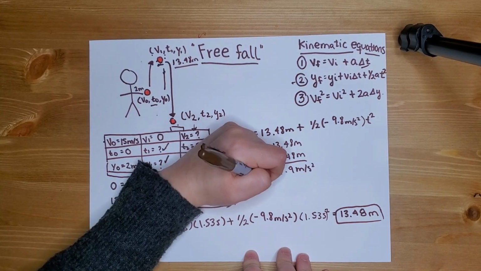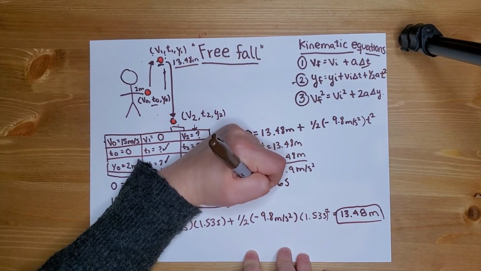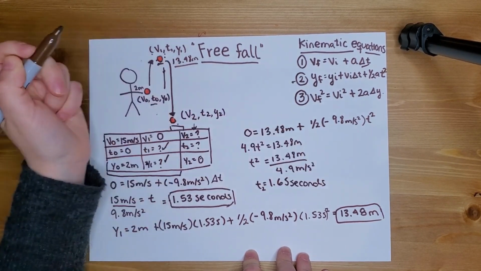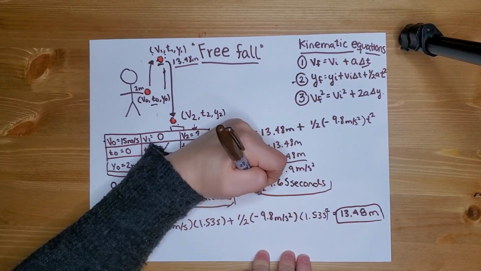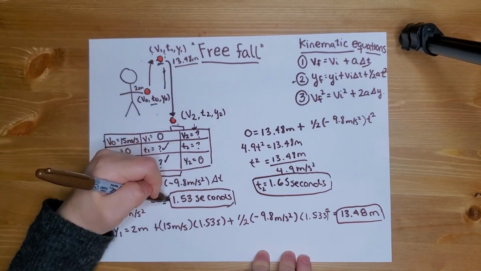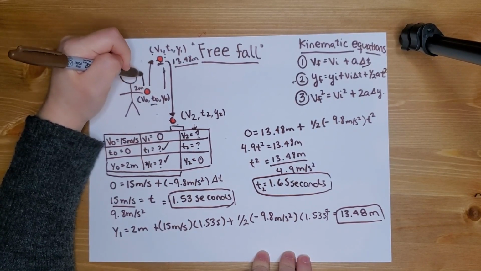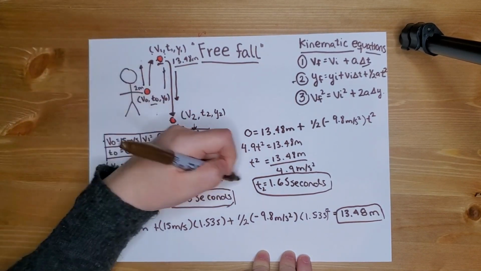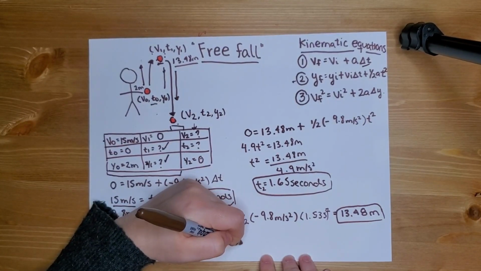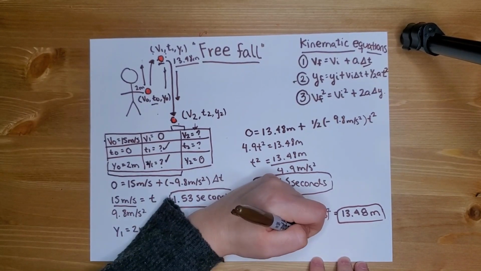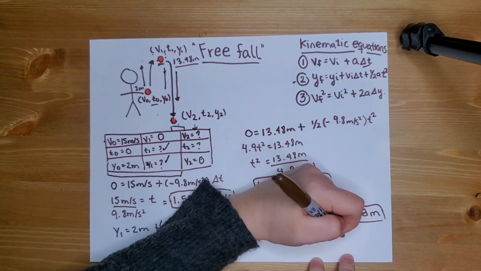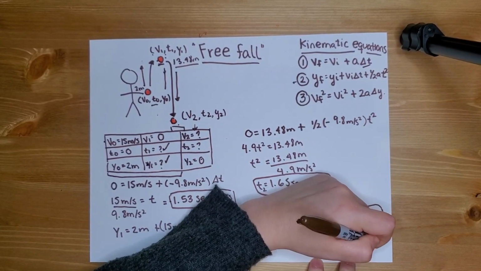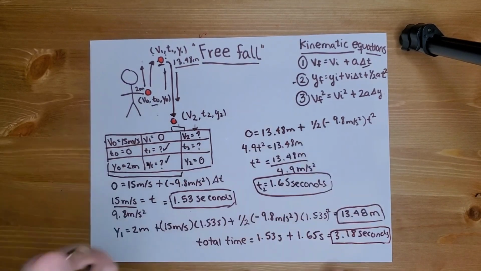So my T equals 1.65, so I'm going to say my T2 is 1.65 seconds. Now remember that my T1 is from here to here, and then my T2 is from here all the way to here. So I have to add them. Just 3.18 seconds. And that's the response to my question.